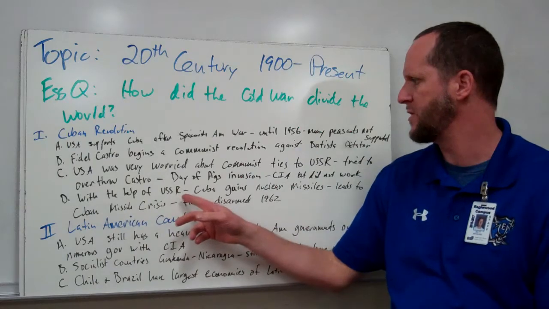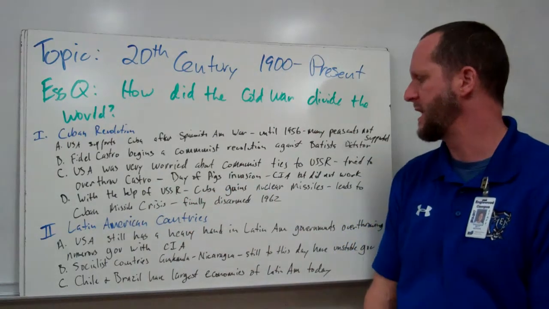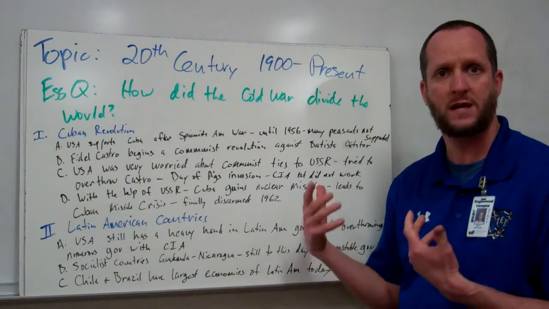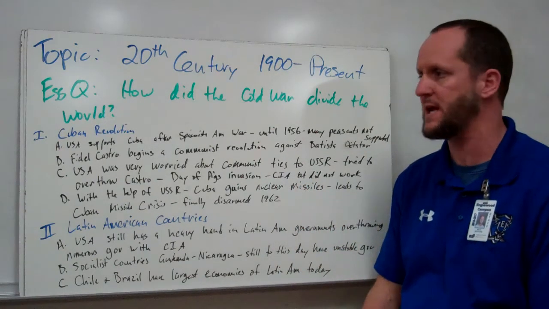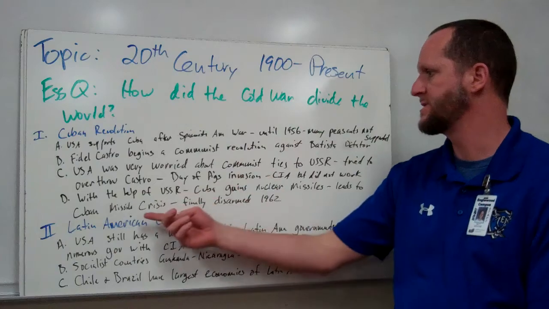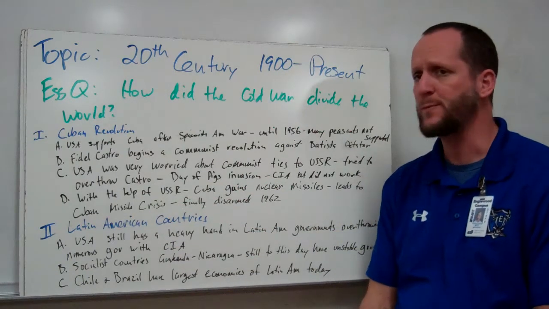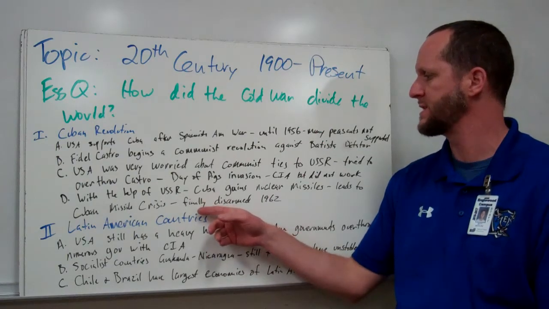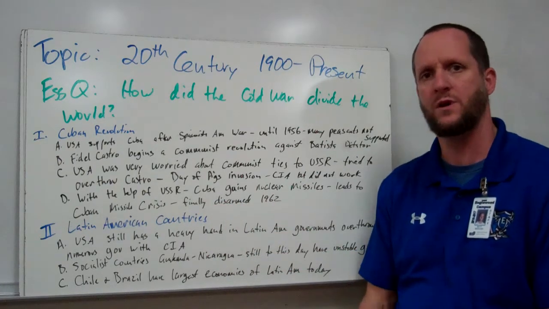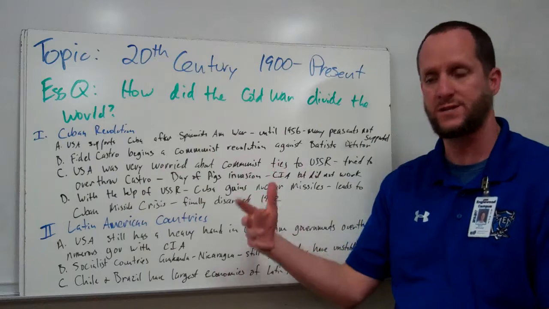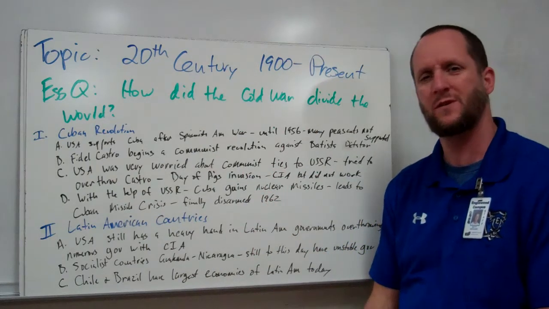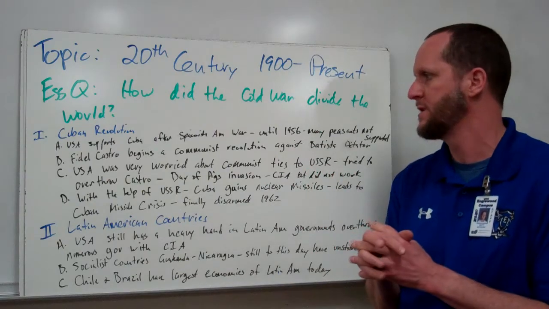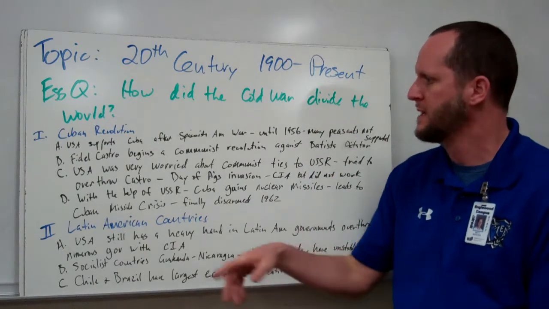With the help of the USSR, Cuba then gains nuclear missiles. Castro feels that he has a right to protect himself against the United States. And this leads to the Cuban Missile Crisis, where the United States and Cuba kind of squared off at each other in the early 60s, in which Cuba finally disarmed in 1962. And this is probably the closest we ever came in history up to this point to a nuclear war.